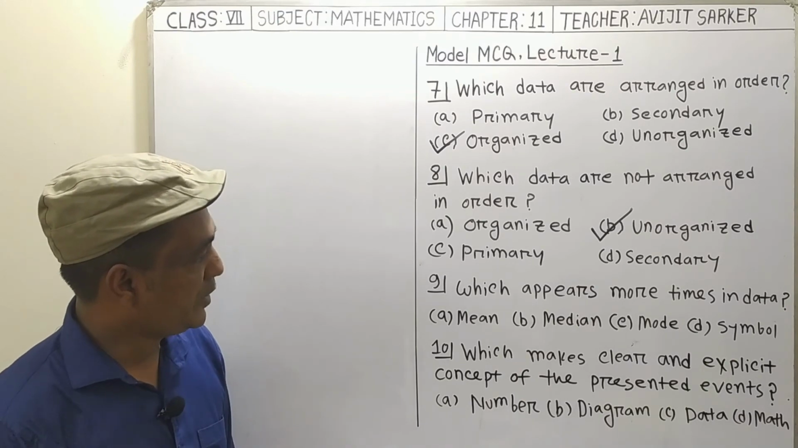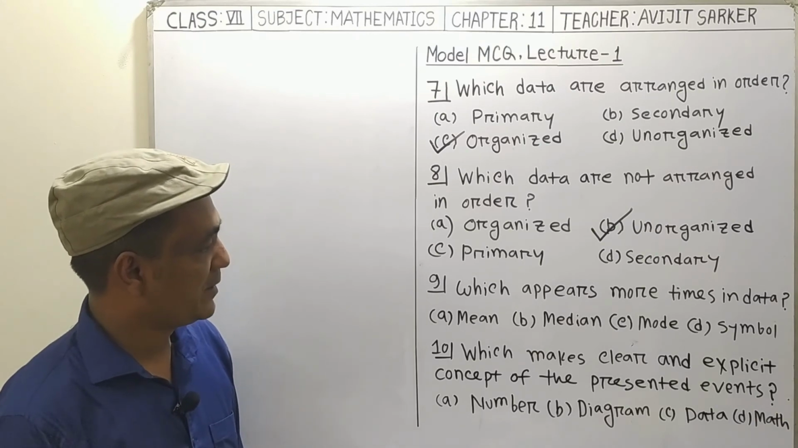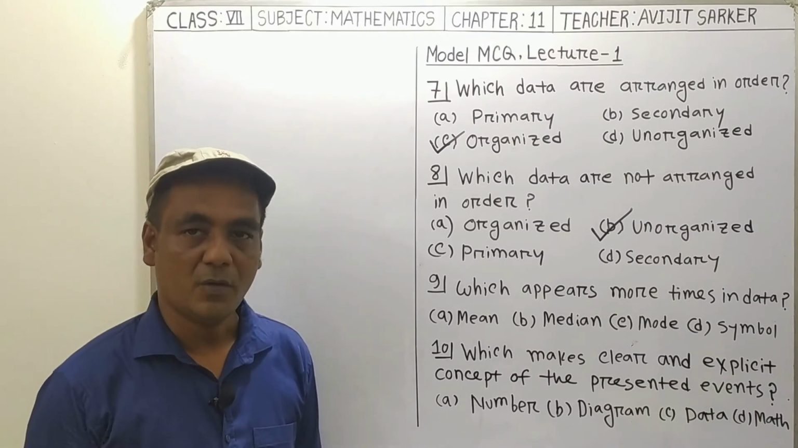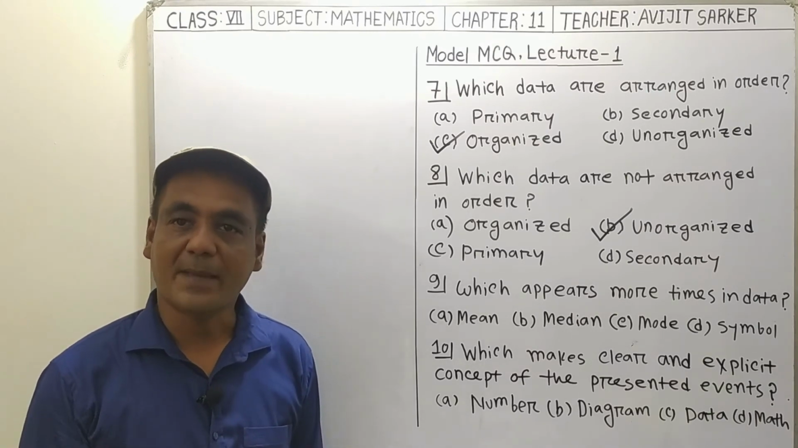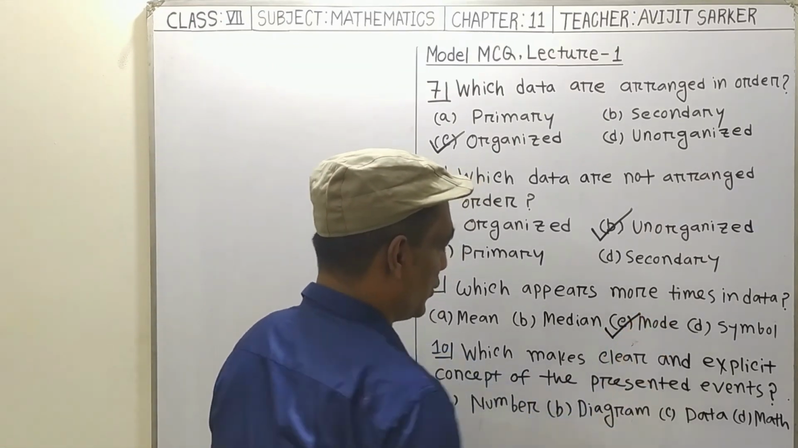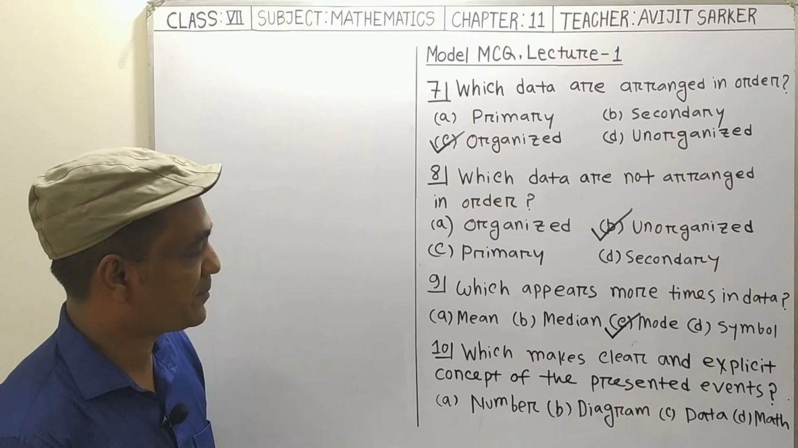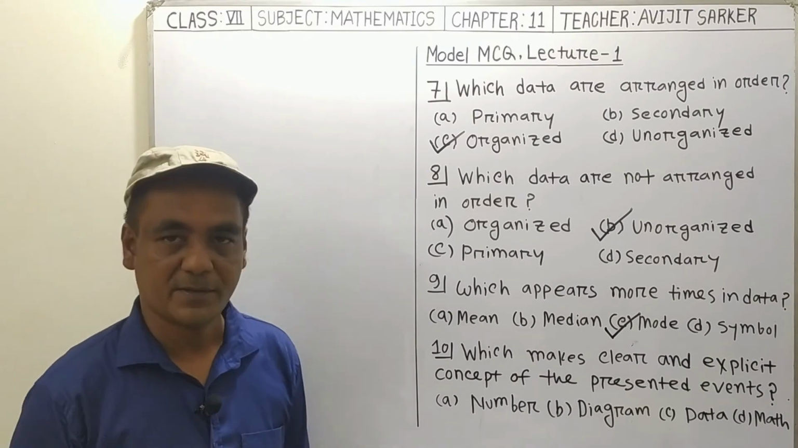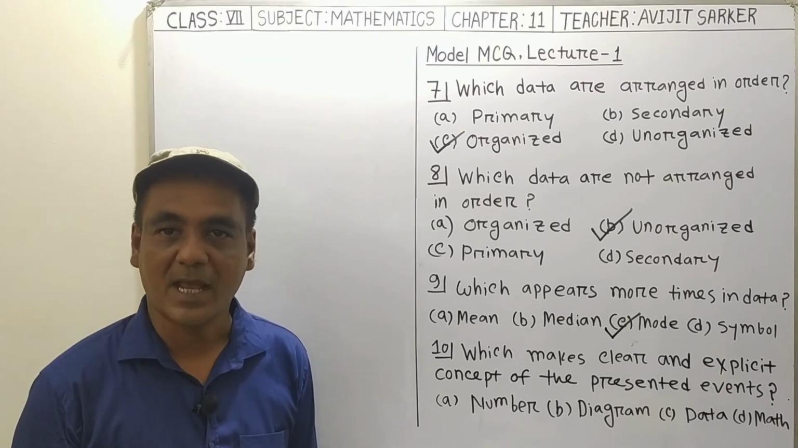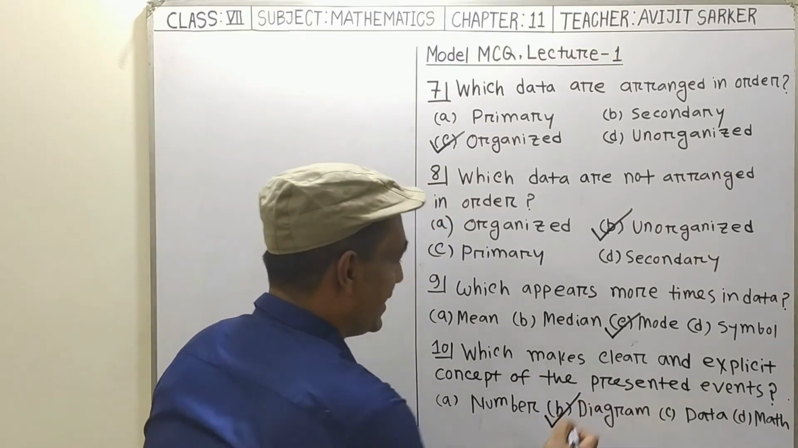Question 9. Which appears more times in data? Option A, mean. Option B, median. Option C, mode. Option D, symbol. We know mode is the number which appears more times in the data. So the correct option is C, mode. Question 10. Which makes a clear and explicit concept of the presented events? By seeing a diagram we get a clear concept about data. So the correct option is B, diagram.